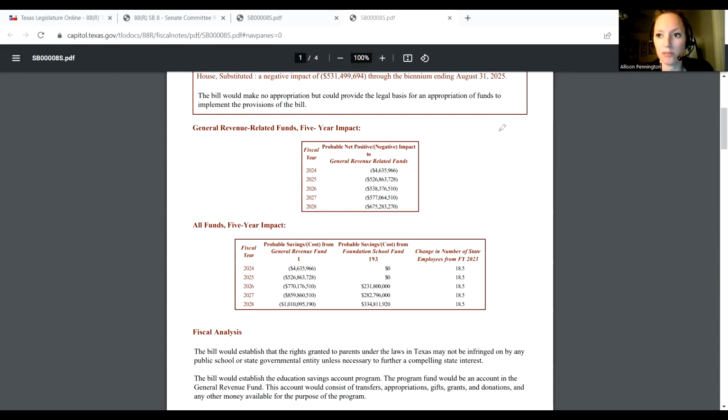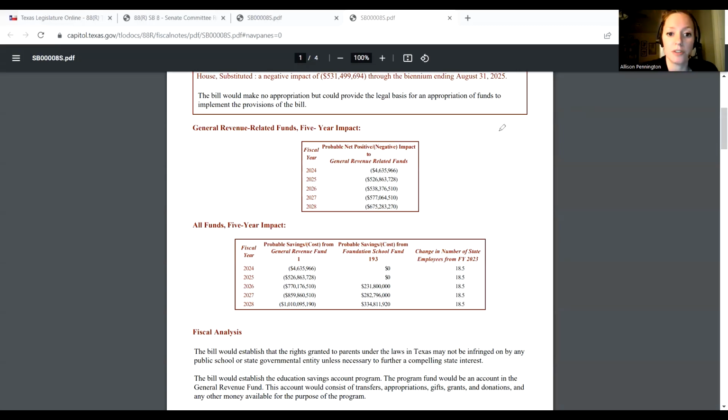But from what I can tell, the ESA component of the policy does make up the majority chunk of this money. So what we're looking at right here is in 2024, this program would cost about $4.6 million. And then it really jumps up 2025 through 2028. So net impact is about $500 million in 2025, 2026, growing every year to 2027. By 2028, we would be spending about $675 million on this program.